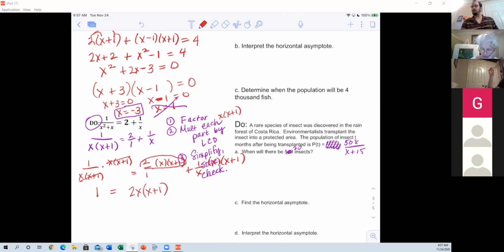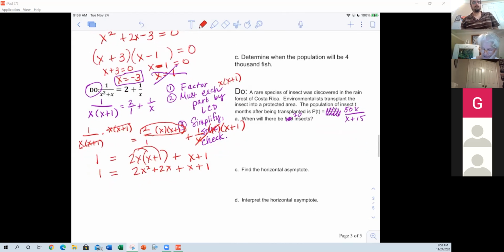And then plus what? The LCD. The x's cancel, right? So what are you left with? x plus 1. Right. I know there's a lot to this one. Okay, so what we have is 1 equals 2x squared plus 2x plus x plus 1. So now what?